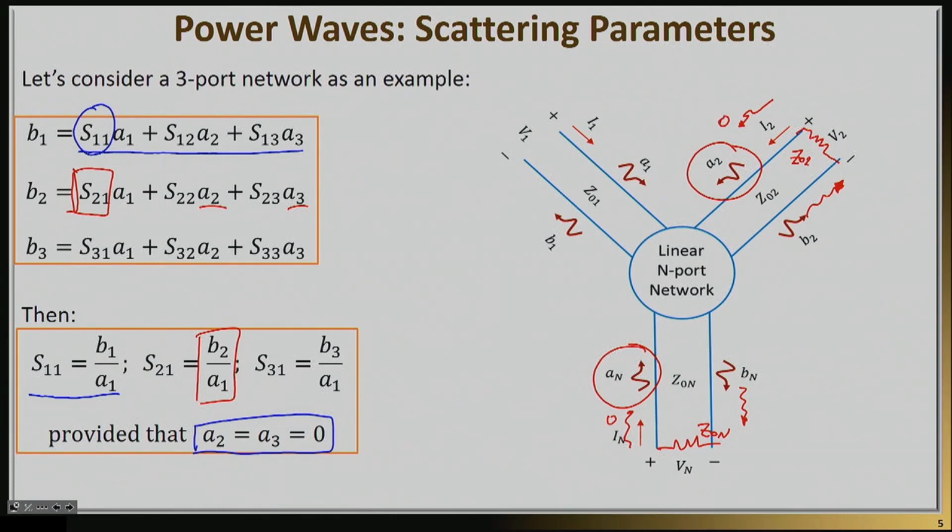And that's exactly what we do in real life. When you make a measurement on a network and let's say you want to measure S11 or S21, you will terminate the ports with their own characteristic impedances to make sure that these devices will give you A2 and A3 equal to 0. And as you will see in just a minute, we'll do exactly the same thing when we need to analytically estimate them.